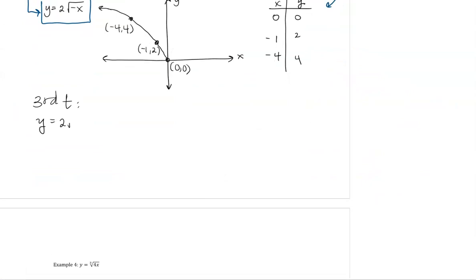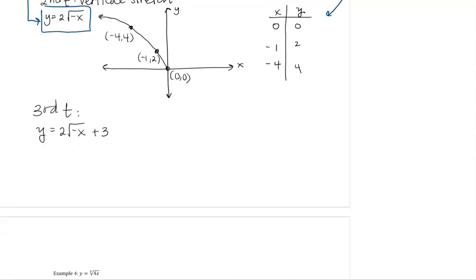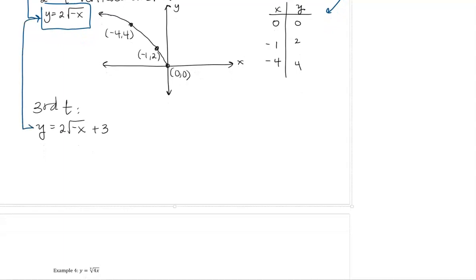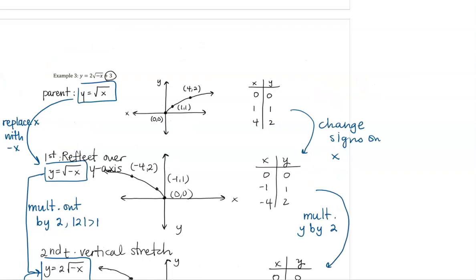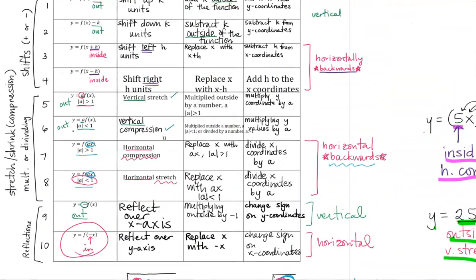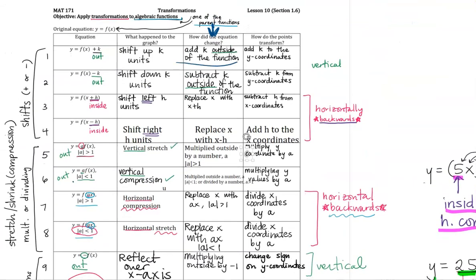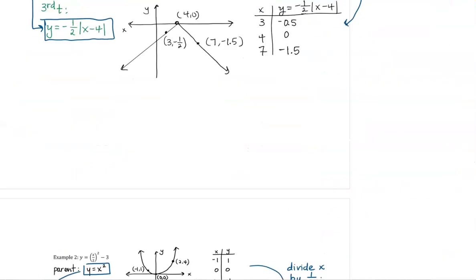So we now have the equation y is equal to 2 times the square root of negative x plus 3. We ask ourselves, what's the difference between that equation and this equation? What changed? And what changed is we added 3. And we added that 3 outside of the function because that plus 3 is not happening under the square root. So adding that 3 outside of the function is going to shift the graph up k units, and it's going to add 3 to our y coordinates.